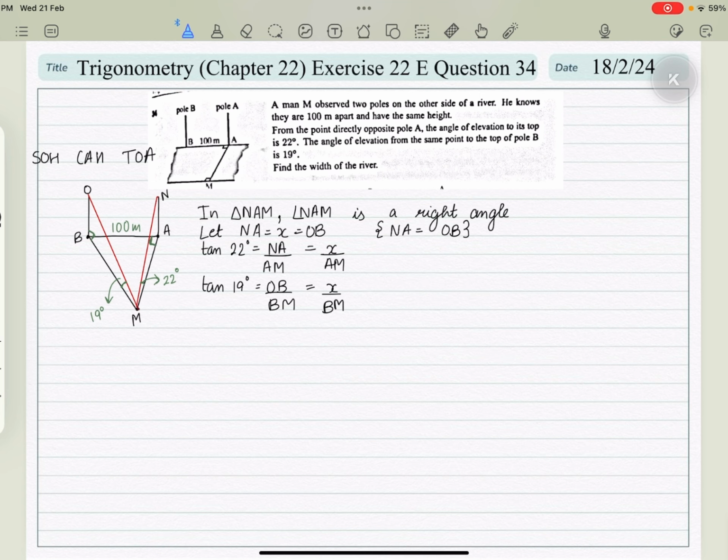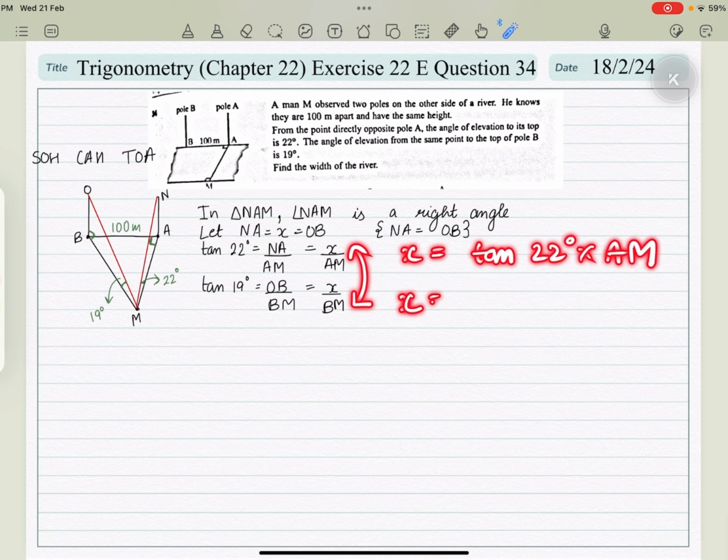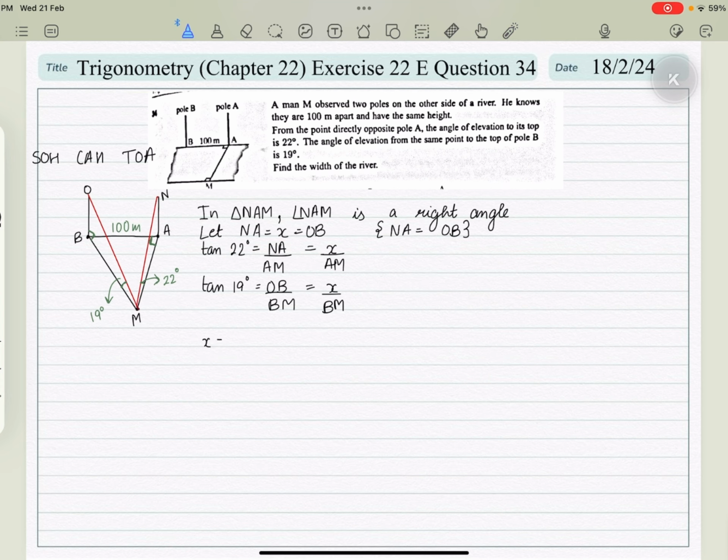Now from these two equations we can say that x is equal to tan 22 degrees into AM, and x is equal to tan 19 degrees into BM. So we can equate these two equations together by using x. We can write x is equal to tan 22 degrees into AM is equal to tan 19 degrees into BM. Now that is what we know.